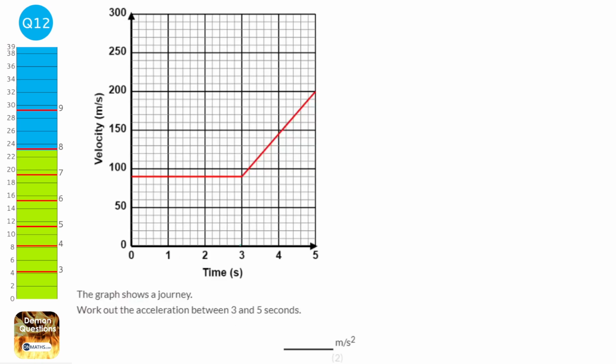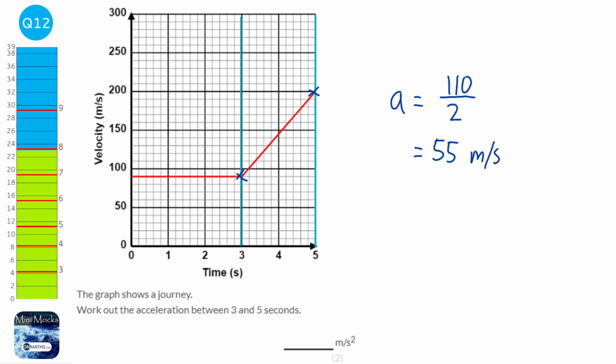So we're looking for the acceleration between 3 and 5 seconds. And acceleration is calculated by the change in velocity. So we're going to see how much the velocity's changed. So it started at 90 and it's gone up to 200, so that would be 110, over the time. Now the time is 2 seconds, so it's going to be 110 divided by 2, which is 55, and the units will be meters per second squared, because that's velocity per second. And so it's 55 meters per second squared.